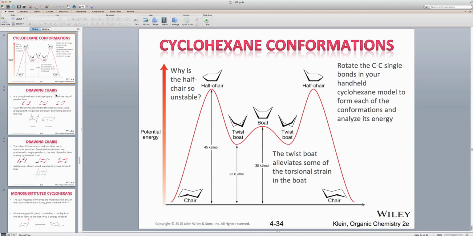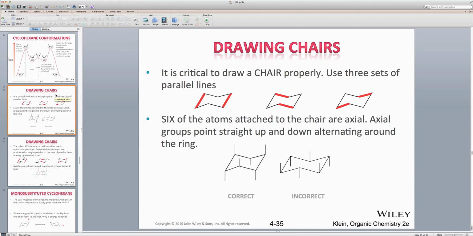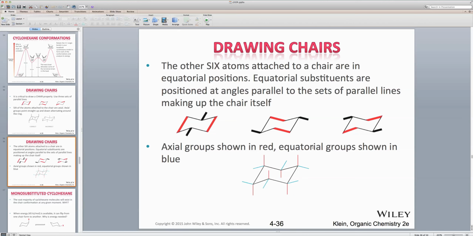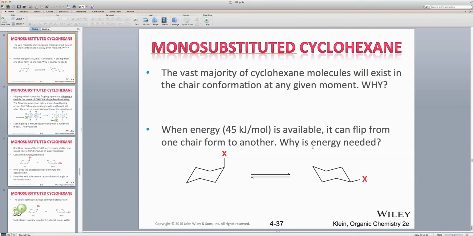Klein also takes you through a nice primer of how to draw these. Practice this a lot so that you do it right. Because if you draw something like this, it is going to be wrong. And so you're just going to take a lot of practice. I would also put your axial groups in one color and your equatorial groups in yet a different color. Just helps alleviate confusion. Now let's talk about what happens during a flip.